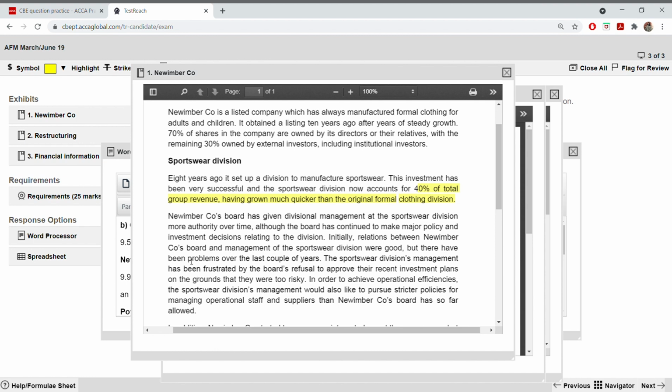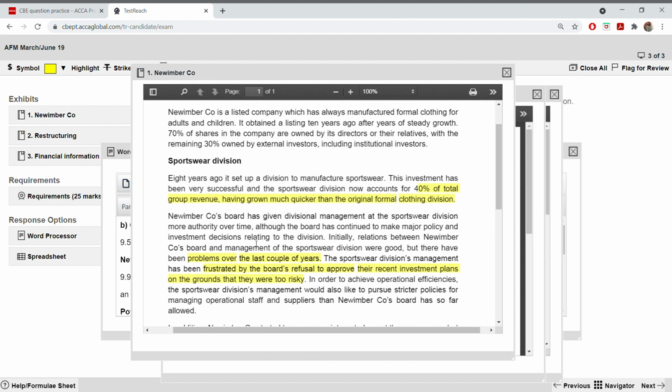You saw that there was a management buyout and they are selling to management, but they have problems. The Sportswear division's management has been frustrated by the board's refusal to approve their recent investment plans on the grounds that they were too risky. You can talk about risk. You can talk about the profitability. You can talk about the liquidity position. All these things we can discuss.